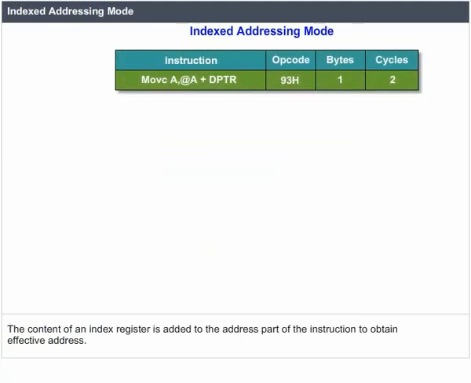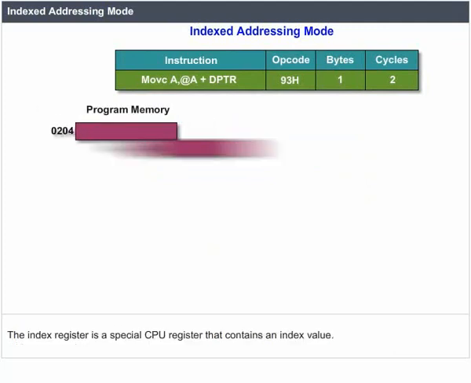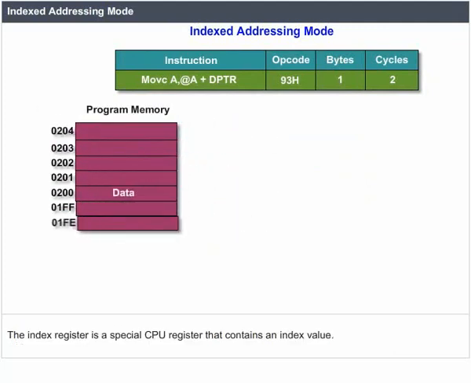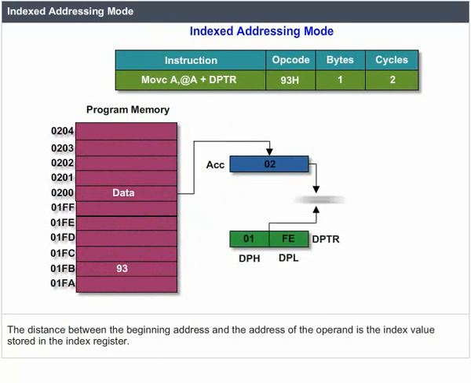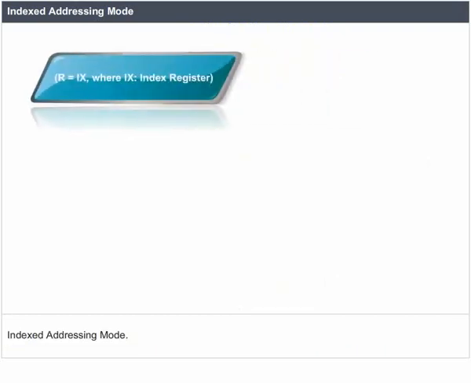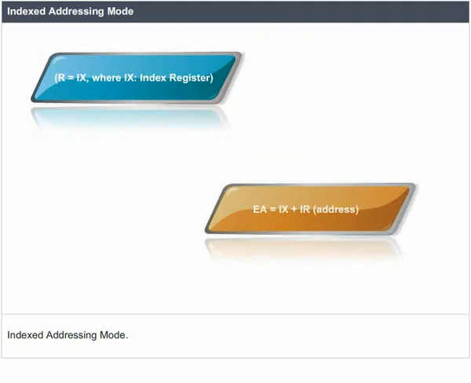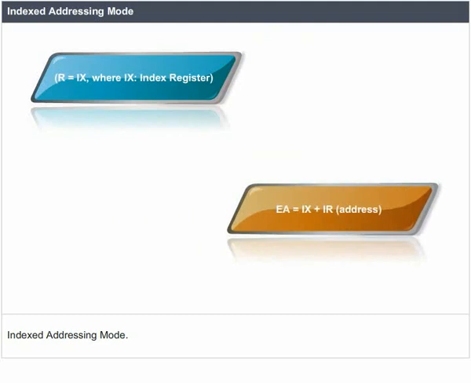Indexed addressing mode: the content of an index register is added to the address part of the instruction to obtain the effective address. The index register is a special CPU register that contains an index value. The distance between the beginning address and the address of the operand is the index value stored in the index register. Indexed addressing mode: R = IX, where IX is the index register. EA = IX + IR address.